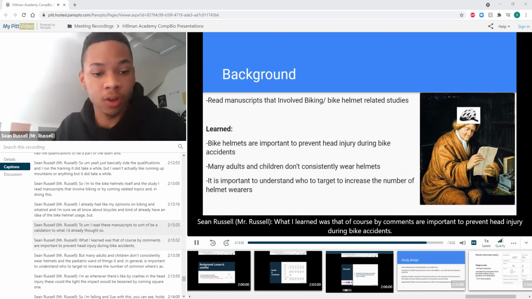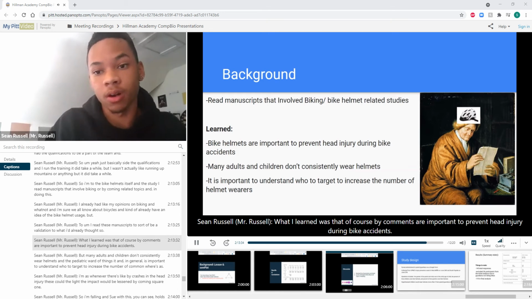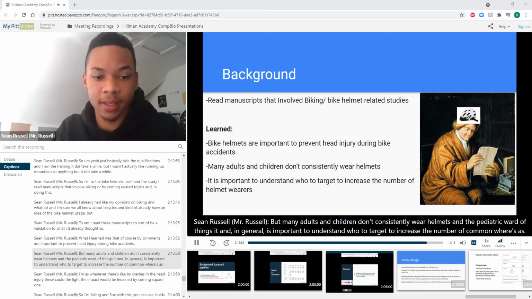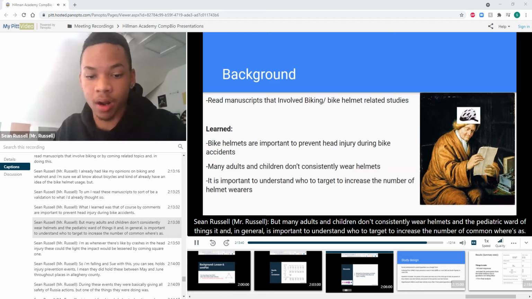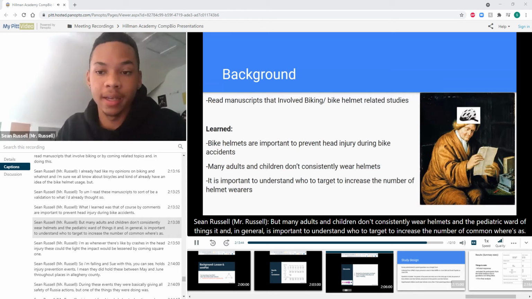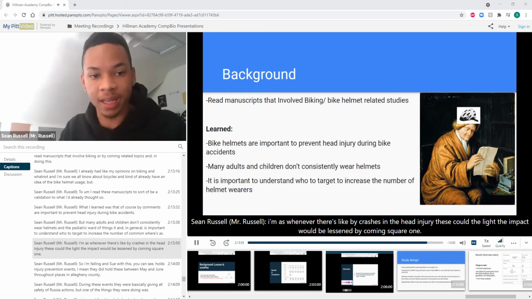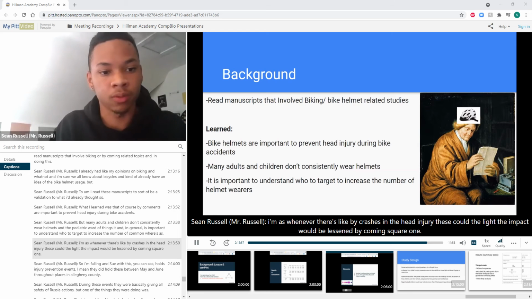What I learned was that, of course, bike helmets are important to prevent head injury during bike accidents, but many adults and children don't consistently wear helmets. In the pediatric world of things, and in general, it is important to understand who to target to increase the number of helmet wearers, as whenever there are bike crashes and head injury, the impact could be lessened if bike helmets were worn.